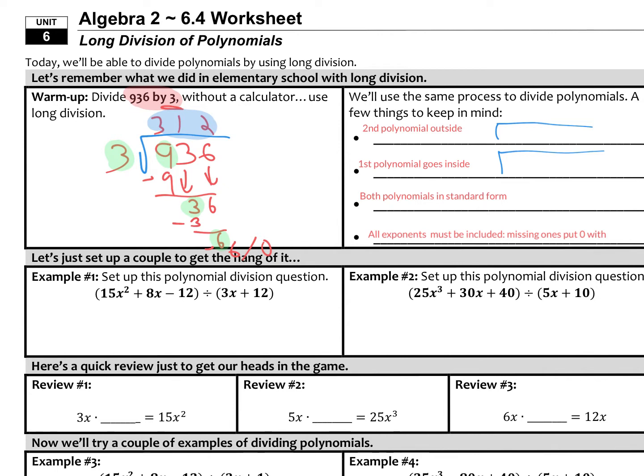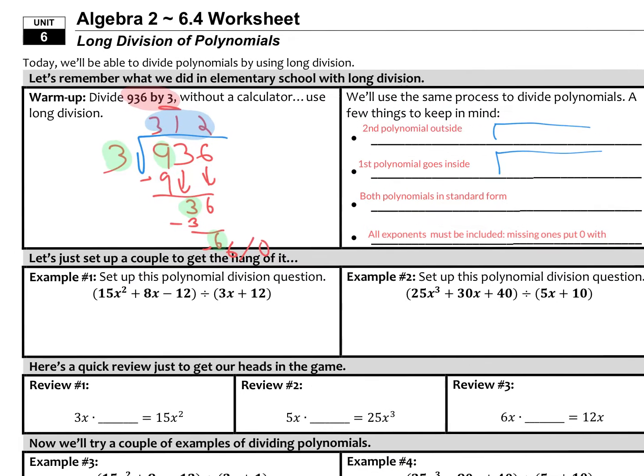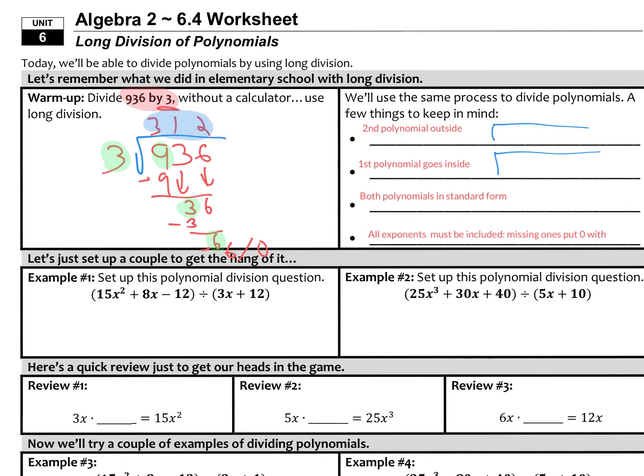We're going to take that process and use it for polynomials. So in our next part, I want you to write these things here into the next part, using long division. Again, we're on 6.4. So pause it, write the second polynomial on the outside, the first polynomial on the inside, and both polynomials in standard form, and include all exponents. We're going to use those items to do our next part of the notes. So pause it, and then when you're done, restart.